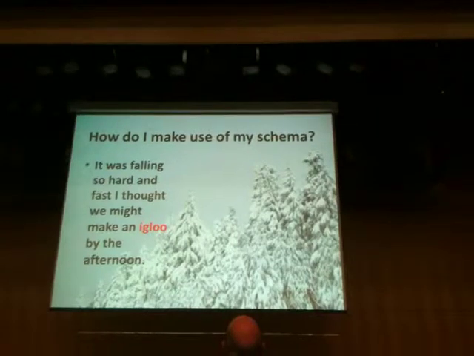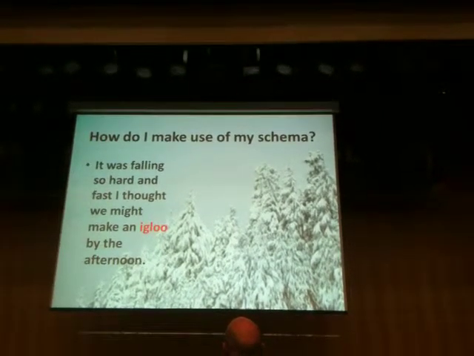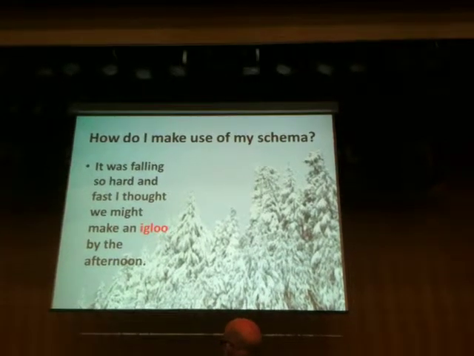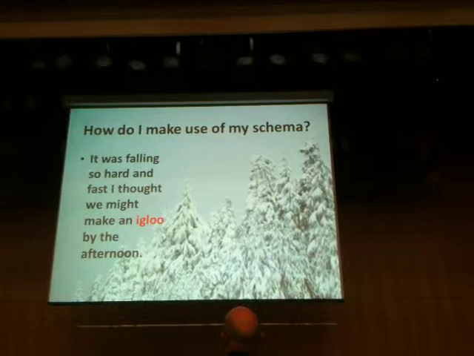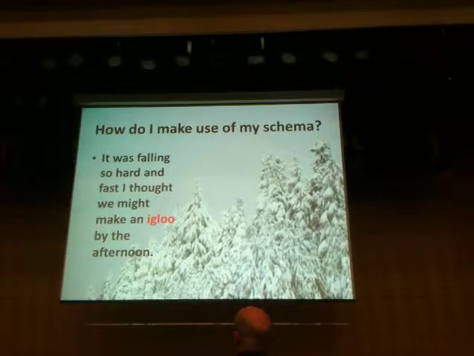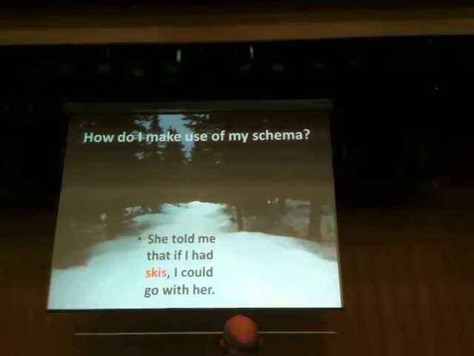In the first sentence, I say it was falling so hard and fast, and at this point you're thinking, is he talking about rain? Is it a car going over a cliff? Is it a piano jumping out a window to fall on somebody below? But then we say, I thought we might make an igloo by the afternoon. The igloo is the one that tells us that it's snow, right?